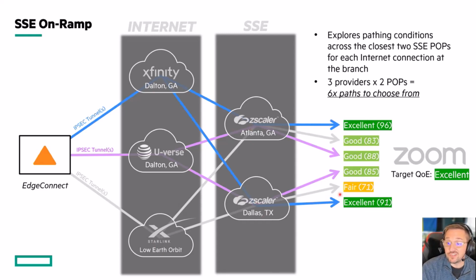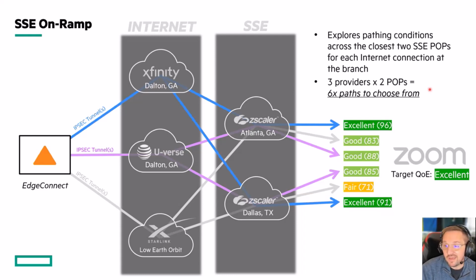This gives us a total of 6 discrete paths, 6 diverse pathways through which we can travel to get to Zoom. So AppExpress will take whichever one of these is performing the best and use that as the path that it routes users across. So in this case, it would select this path here through Xfinity via Atlanta to get to Zoom with a score of 96.